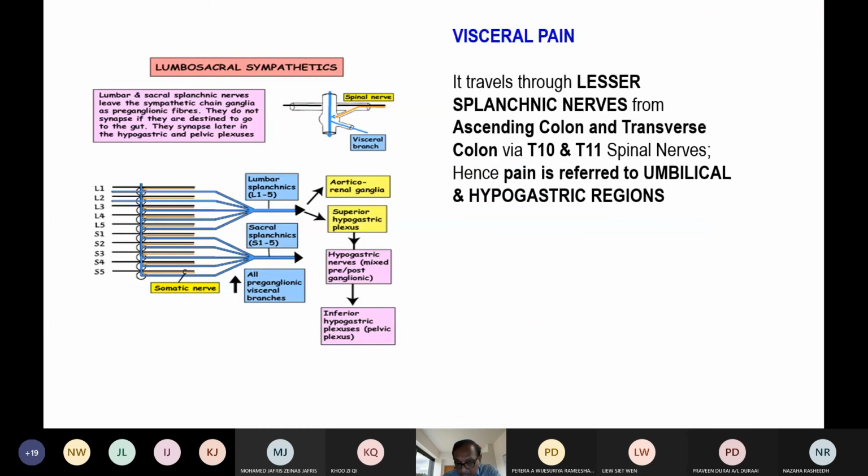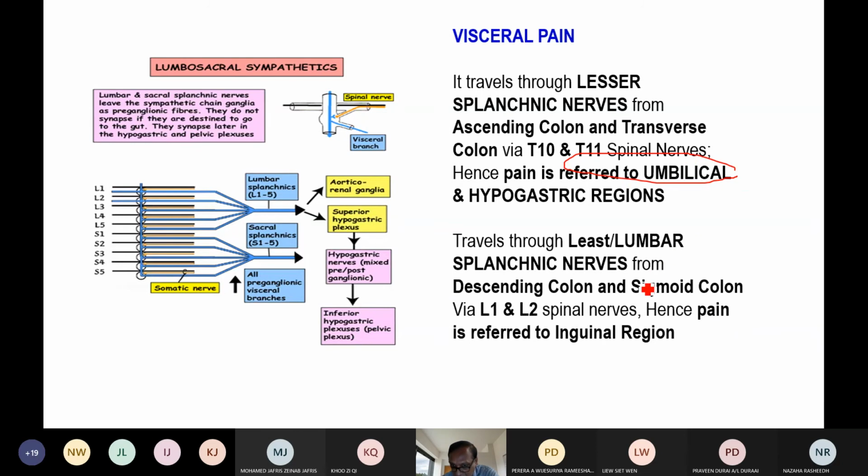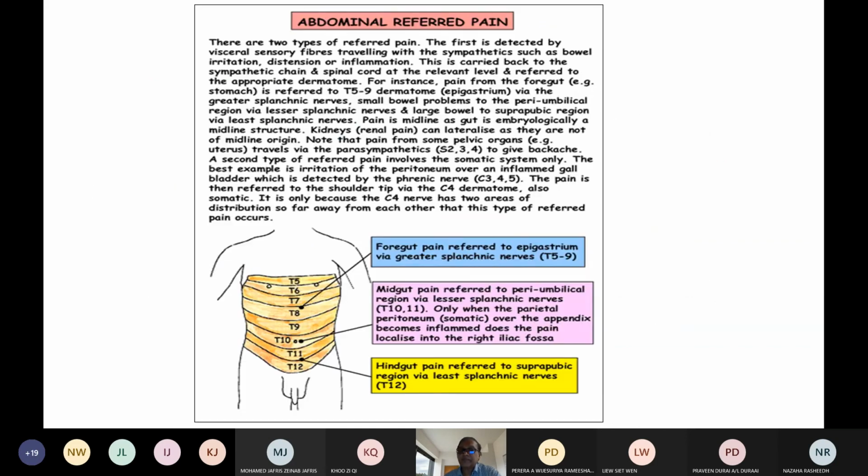What are the other parts? We already said that in the intestine, ascending colon, and transverse colon, pain will be in the umbilicus because of T10 and T11. In the descending colon and sigmoid colon, it will be in the inguinal region or suprapubic region. What about the pelvic cavity? The pelvic cavity is supplied by lumbar and sacral splanchnic nerves forming the superior and inferior hypogastric plexus.